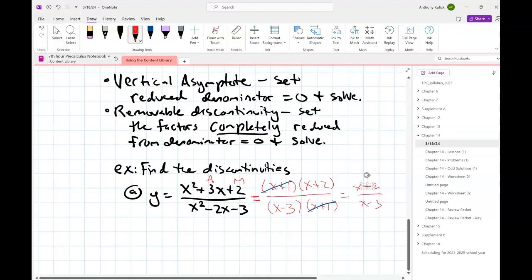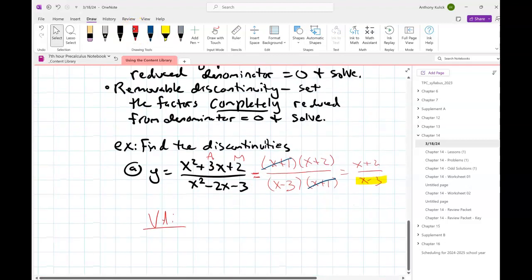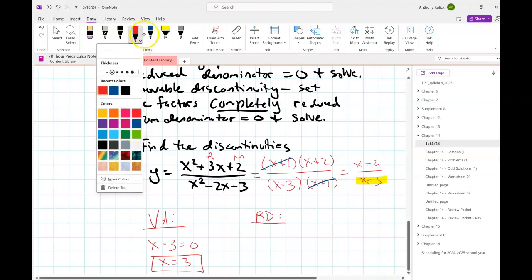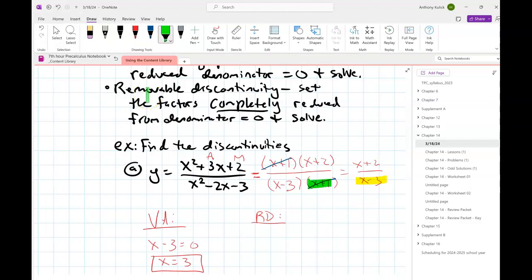Okay. So our vertical asymptotes call for the reduced denominator set equal to 0 and solve. Boom. Everybody cool with that? Our removable discontinuity calls for the factors that are completely reduced from the denominator. Are there any x plus 1s left after I cross that out? Nope. So that makes it a removable discontinuity at x equals negative 1.